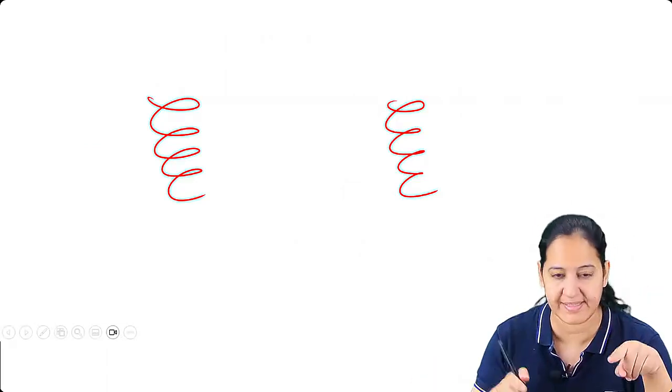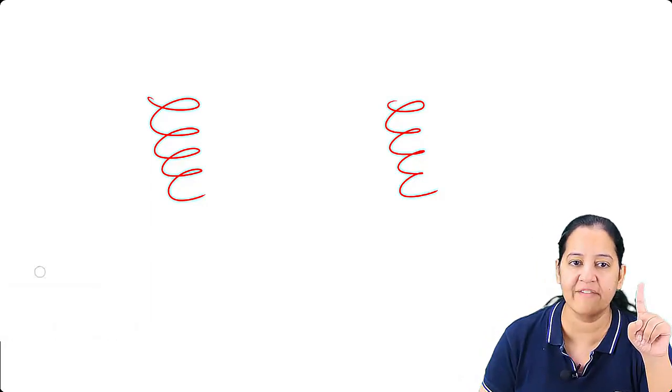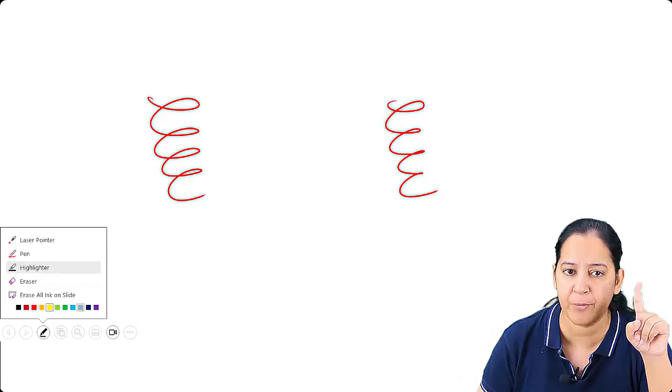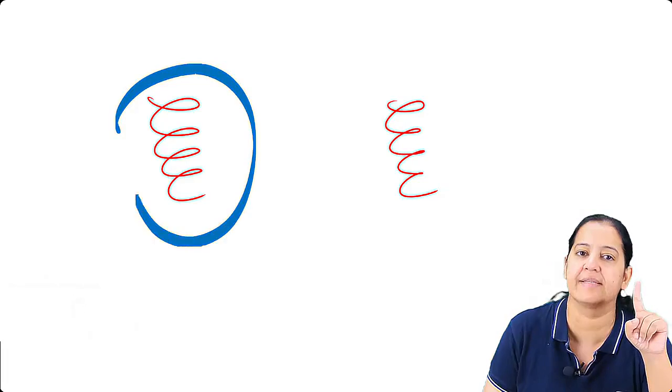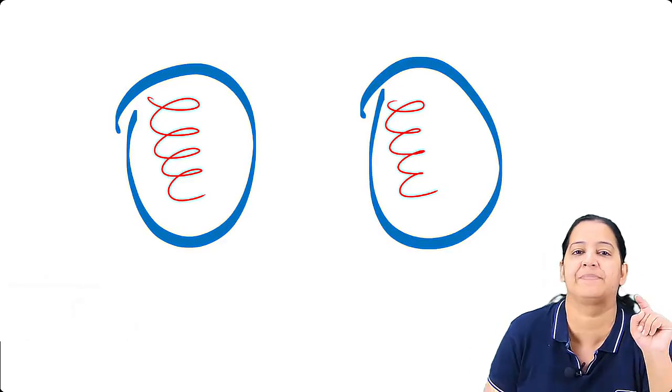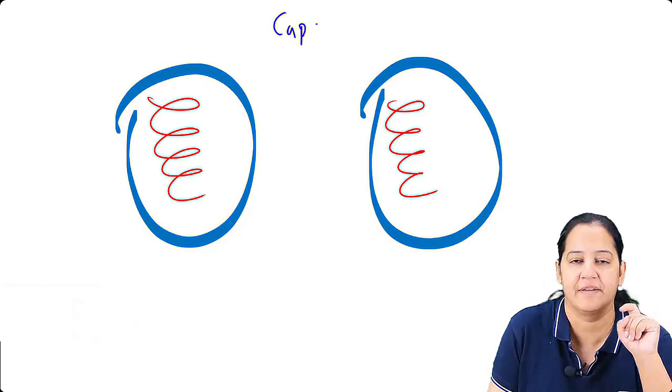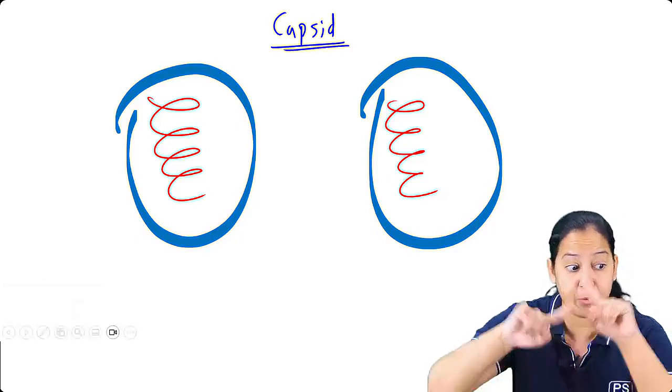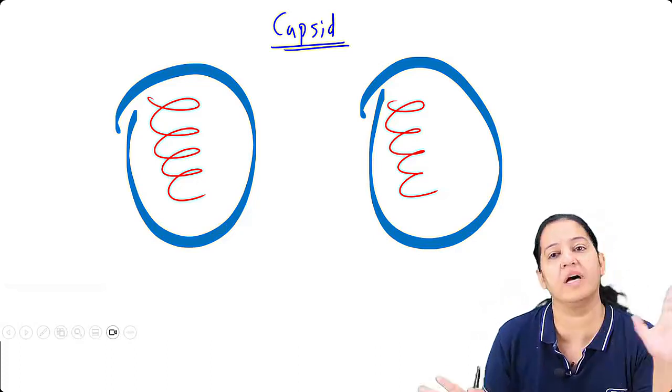So this is the nucleic acid, number one. Number two, all the viruses have a protein covering around the nucleic acid. This protein covering is known as capsid. The capsid is the protein covering around the nucleic acid.